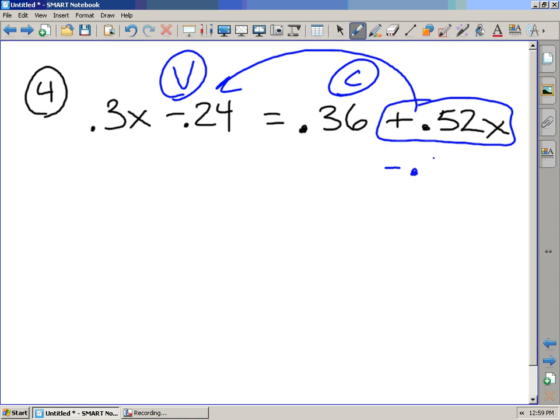I'm going to start by moving this positive 0.52x from the constant side over to the variable side using inverse operations. Now, be careful with your decimals. I saw a lot of people in their working class forgetting that there's a decimal there. So the trick is to just make it large enough so that you see it and you don't make a mistake.